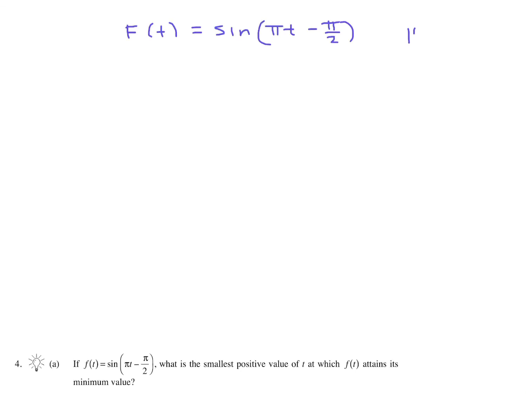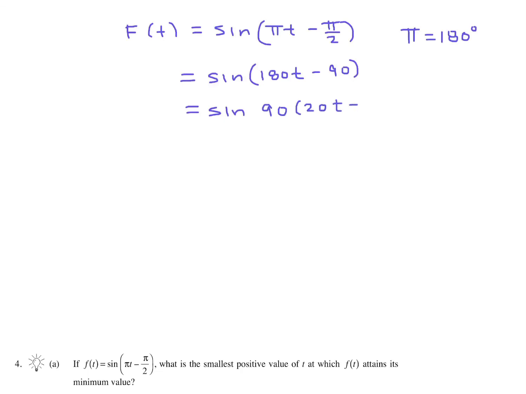Now pi is referring to 180 degrees, so I'll put that in there. Sine of 180 degrees t minus 90, 180 divided by 2 basically. And therefore this becomes the sine of 90 times (2t minus 1). And remember that t is a positive value. t is positive.